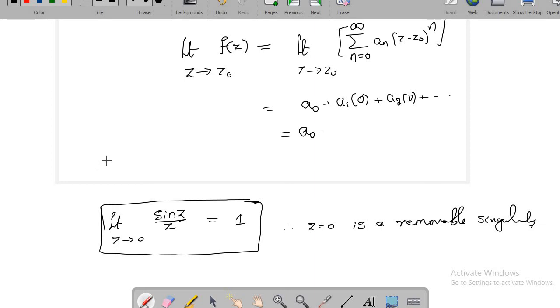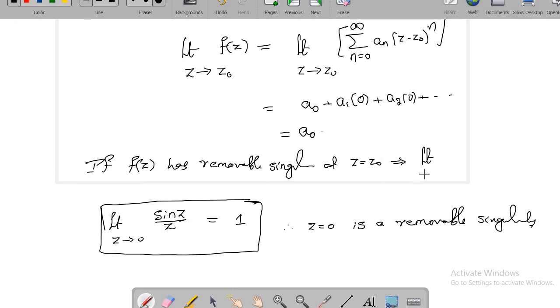Okay, so let me write a note. If f of z has a removable singularity at z equal to z naught, that implies limit z goes to z naught, f of z exists. Sorry, z goes to z naught, it's not 0.